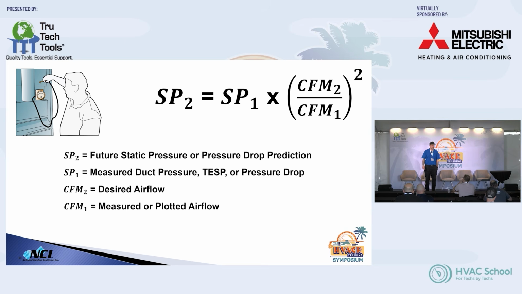And CFM2 is our desired airflow. So the way I always think about it, we have CFM2 on the top of our fraction. CFM1 is our measured or plotted airflow. So we have our CFM1, that's what we're starting off with, and we know what our static pressure 1 is too. And then we want to figure out what our new static pressure is going to be.